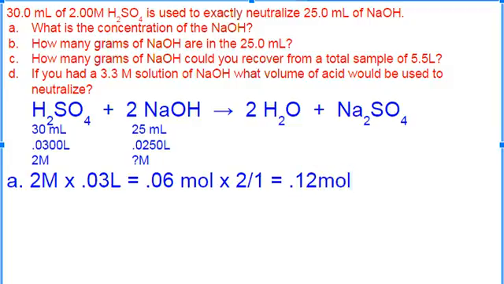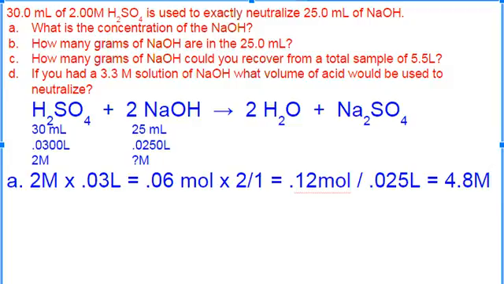Now, I'm not quite done with my concentration, because concentration is moles per liter. So now I can divide that by the 0.025 liters that I have, and that will tell me my molarity. If I take 0.12 divided by 0.025, I'm talking about a molarity of 4.8 molar NaOH.